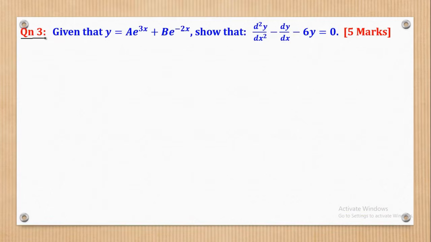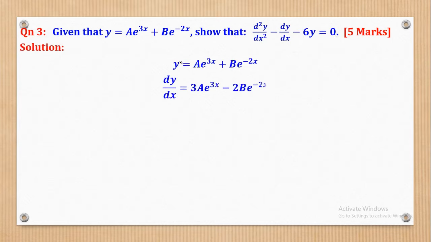So now we shall go to question 3, which is that given that y is equal to this, show that this is equal to 0. So first of all, we know y is equal to that. Therefore, we shall come and differentiate. The first time to get this gives you this, and this gives you this with a negative. Then differentiate the second time, this gives you that, and this gives you this.